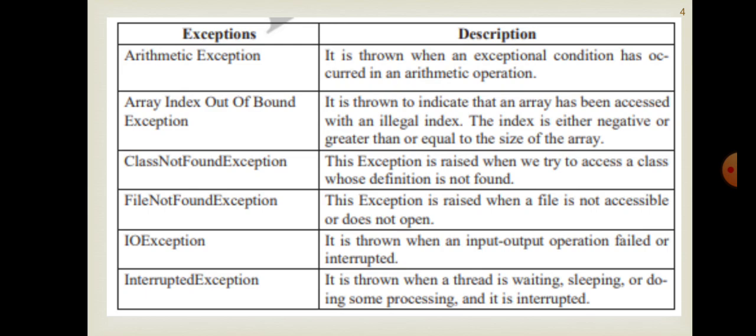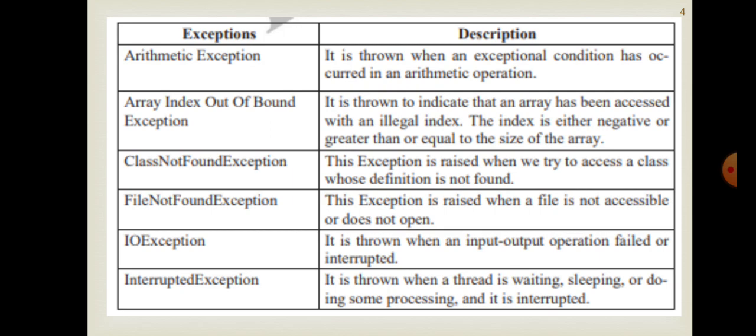An arithmetic exception is when an exception occurs because of an arithmetic operation. Array index out of bound exception means that when you are using an array, if it exceeds the limit or index of the array bound, or if it is greater than the size of the array, that is an array index out of bound exception.